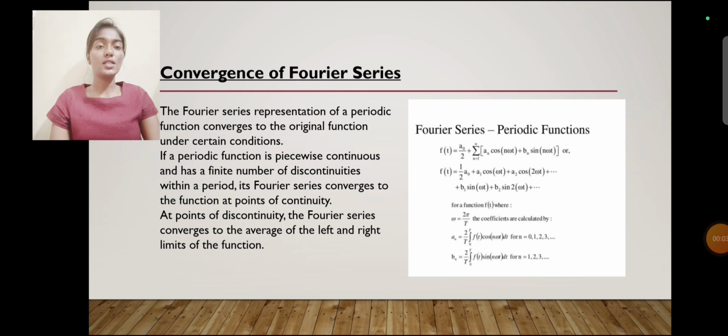Convergence of Fourier series. The Fourier series representation of a periodic function converges to the original function under certain conditions. If the periodic function is piecewise continuous and has a finite number of discontinuities within a period, its Fourier series converges to the function at a point of continuity. At points of discontinuity, the Fourier series converges to the average of the left and right limits of the function.